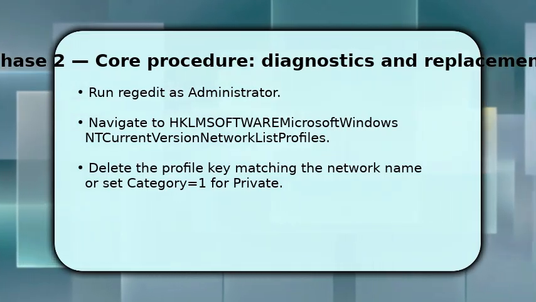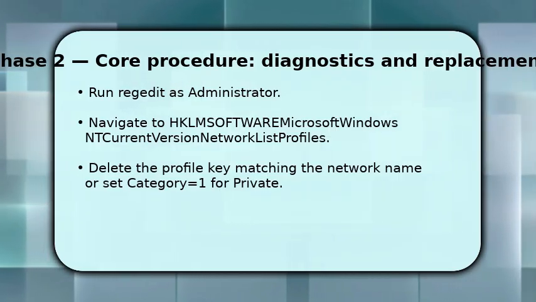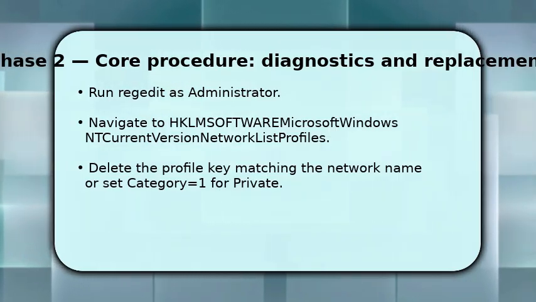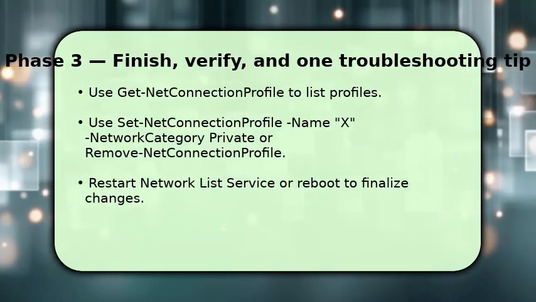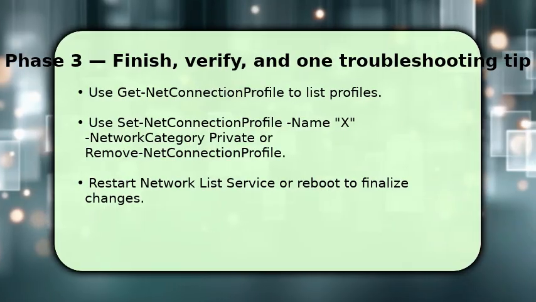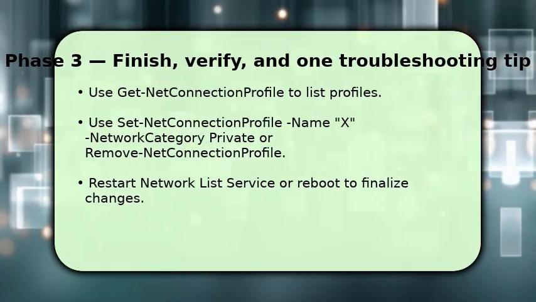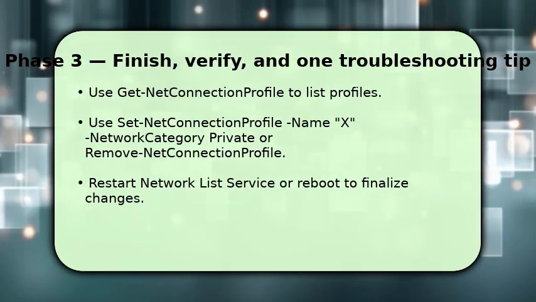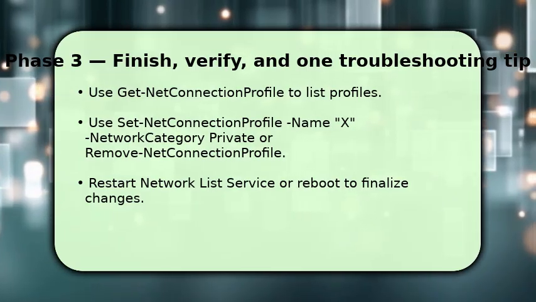If you prefer a scriptable approach, you can finish with PowerShell for precision. Run get net connection profile to list entries, then use set net connection profile with network category private, or use remove net connection profile to delete it. Once done, restart the network list service or reboot to ensure the change propagates to firewall and sharing settings.